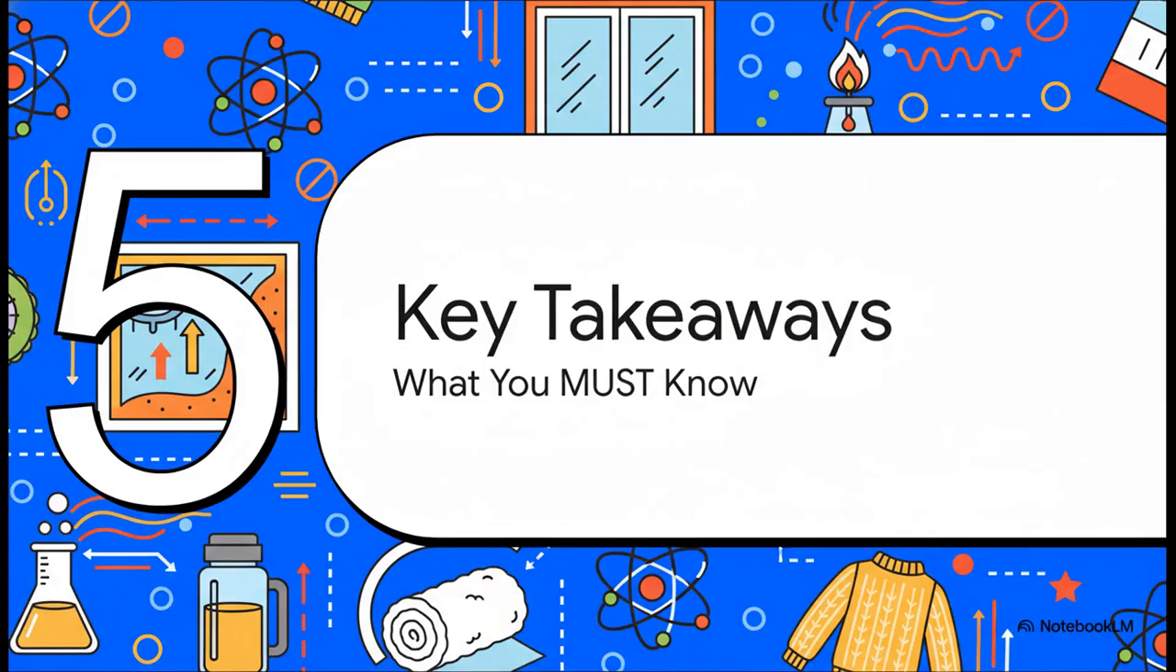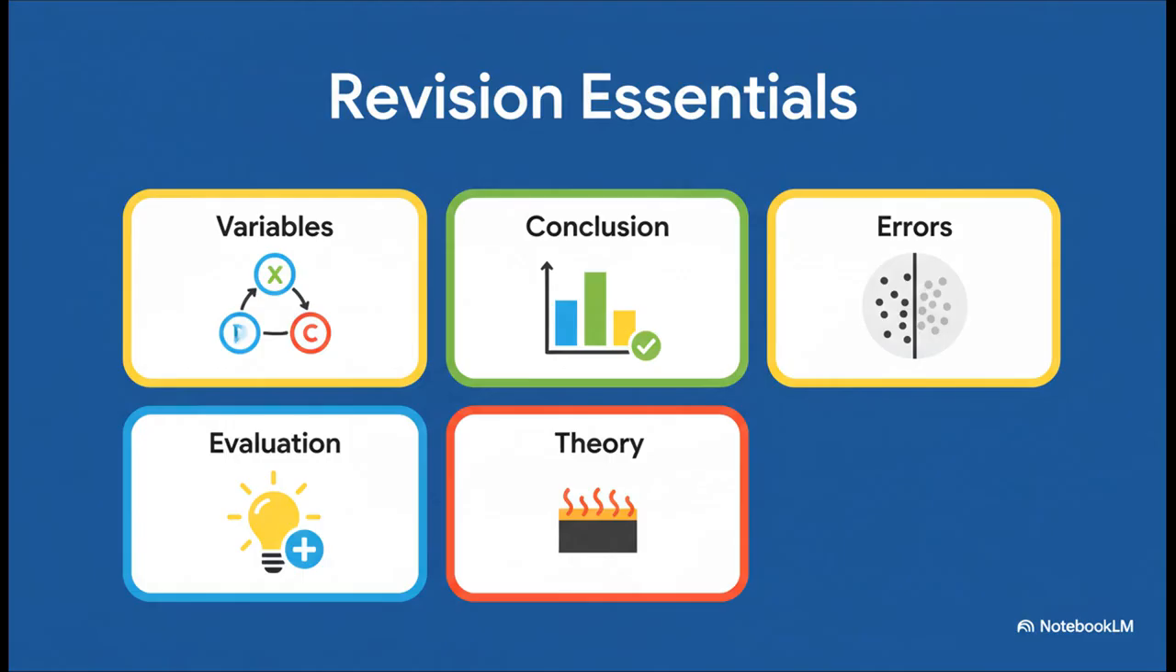All right, let's pull all of this together. Think of this as the rapid-fire summary. If you're going into the exam, these are the critical points you absolutely have to have down. First, variables. Know your independent, dependent, and controls like the back of your hand. Second, your conclusion. The best insulator is the one with the smallest temperature drop. Don't forget that.